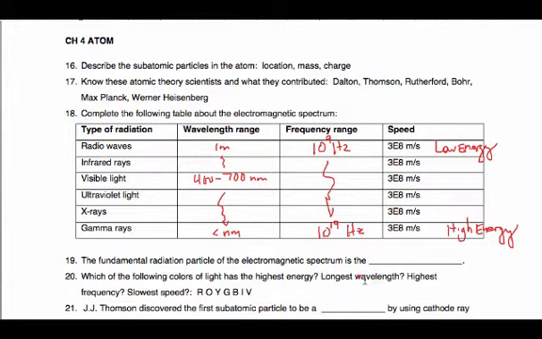All right, the fundamental radiation particle of the electromagnetic spectrum is, I'm sure that's been emphasized, the photon. Which of the following colors of light has the highest energy? The violet. The longest wavelength? The red. The highest frequency? The violet. Slowest speed? Trick question. They all travel at the speed of light, c.